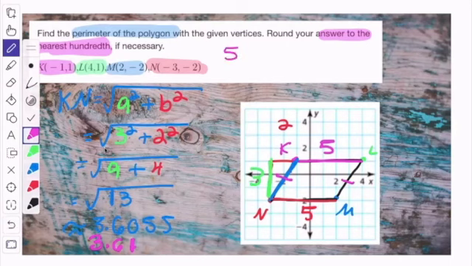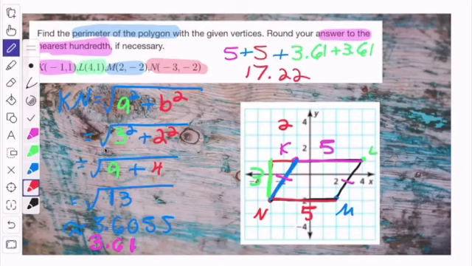Then notice I've solved for these blue diagonal sides. The question asks me, if you look at the top, for the perimeter of the polygon. So now that I know the length of every side, I just need to add my numbers together. So I add 5 plus 5 plus 3.6 plus 3.6. That's going to give me my final answer, which is 17.22.